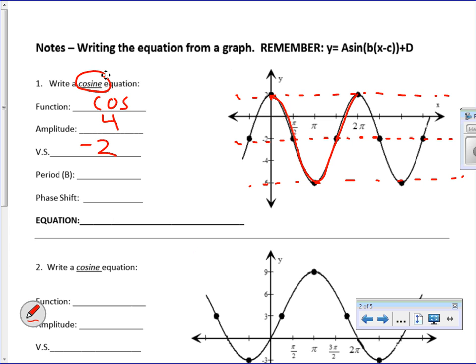Okay, then you need to find your b value or your period. So this is starting at 0 and ending at 2 pi. Is that normal or no? That's normal, right? So the formula technically is 2 pi over b. It's equal to 2 pi this time because that's how long it took us to get through one cycle. So what does b have to equal? Just 1.